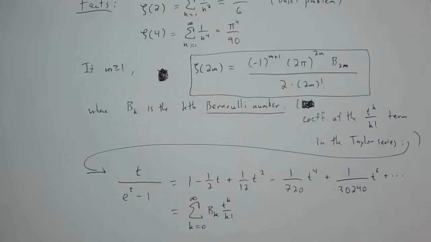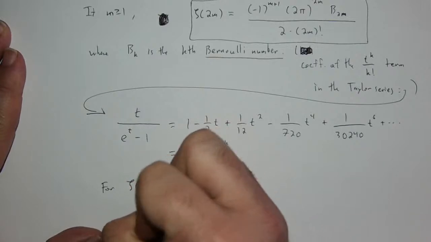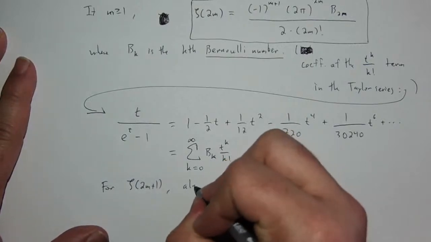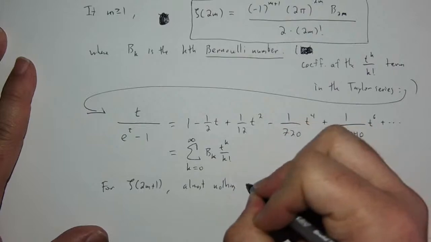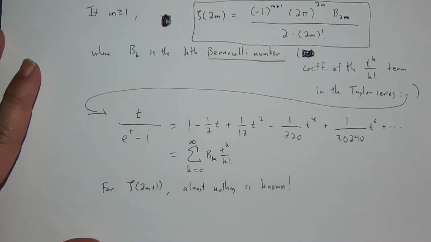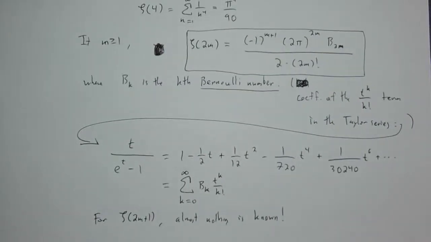For odds, almost nothing is known. And when I say almost nothing, I mean almost nothing. So I will start here tomorrow. But here we have a closed form expression for evaluating zeta of an even integer. But zeta of an odd integer, almost nothing is known. And to give you a taste of what I mean by almost nothing, for instance, zeta of 3 was only shown to be irrational like 40 years ago. And in terms of math, 40 years is like yesterday.